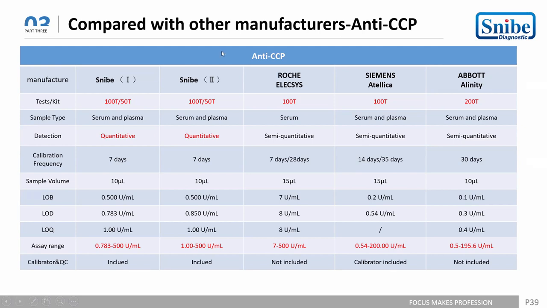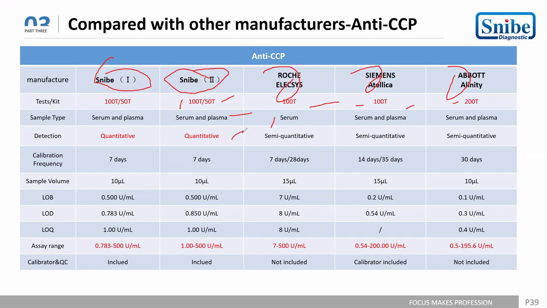We have two generations of analytes, the first generation RF and anti-CCP parameters and the second generation. So what is the improvement in it? We can see it together and compare it with the other competitors. We compete with Roche, Siemens, and Abbott. They have 100 test or 200 test pack sizes. Only Snibe gives you the solution for 100 test and 50 test pack sizes with serum and plasma flexibility for anti-CCP, while Roche only recommends serum. Siemens and Abbott have the privilege of serum and plasma both sample type recommendation for the detection of anti-CCP in blood samples.